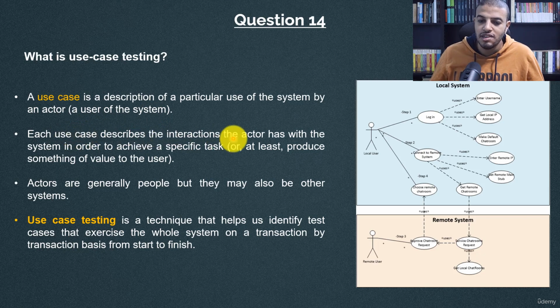Each use case describes the interactions the actor has with the system in order to achieve a specific task, or at least produce something of value to the user. The actors are generally people, which are users, but they may also be other systems. So like we said earlier, if we have two systems, in this case, one system is interacting with the other one, okay? And in this case, we write use cases for them.